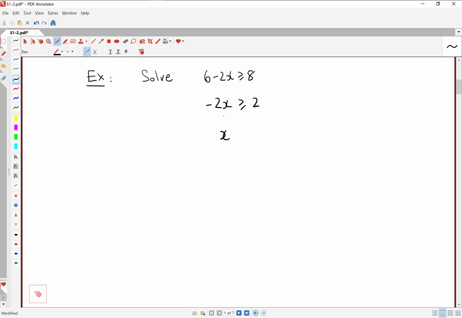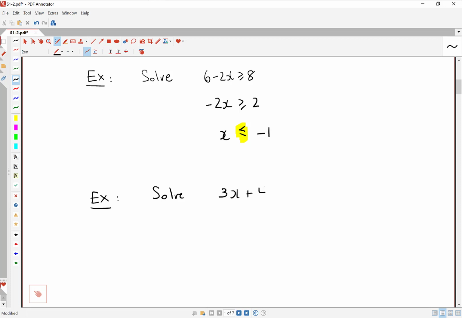So on the left side, we'll have x. On the right side, when we go 2 divided by -2, that's going to be -1. And the inequality reverses here because we have divided by -2. So in the step where you multiply or divide by a negative number, you're going to see your inequality reversing. Now let's do a second example.